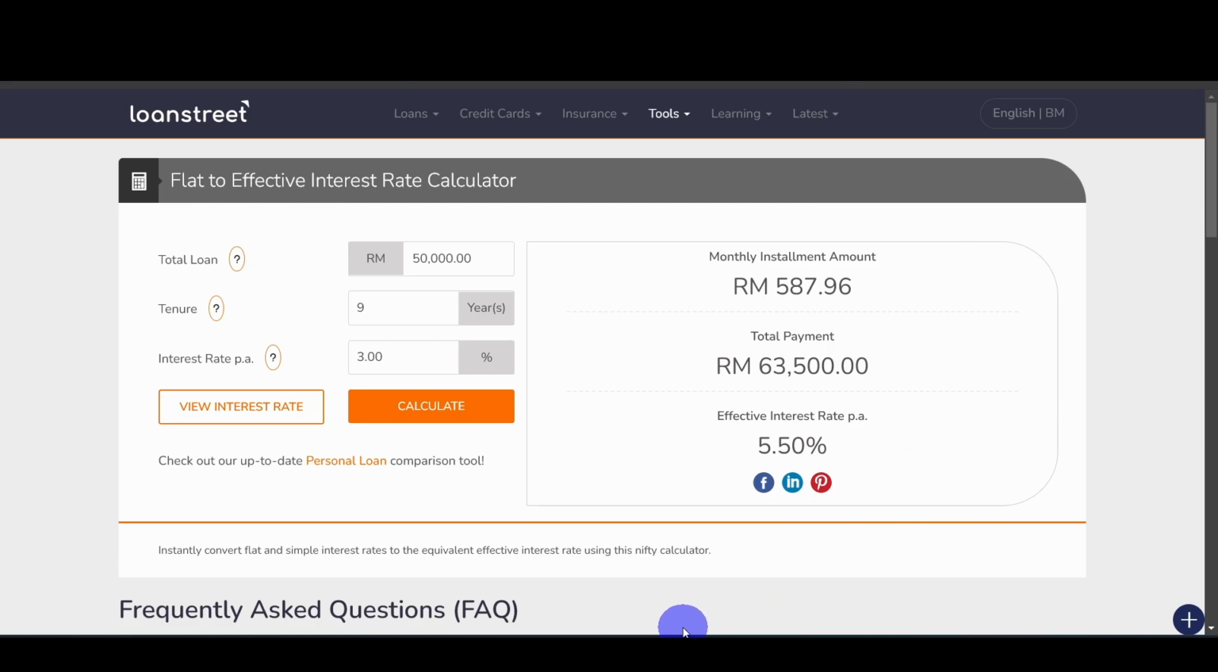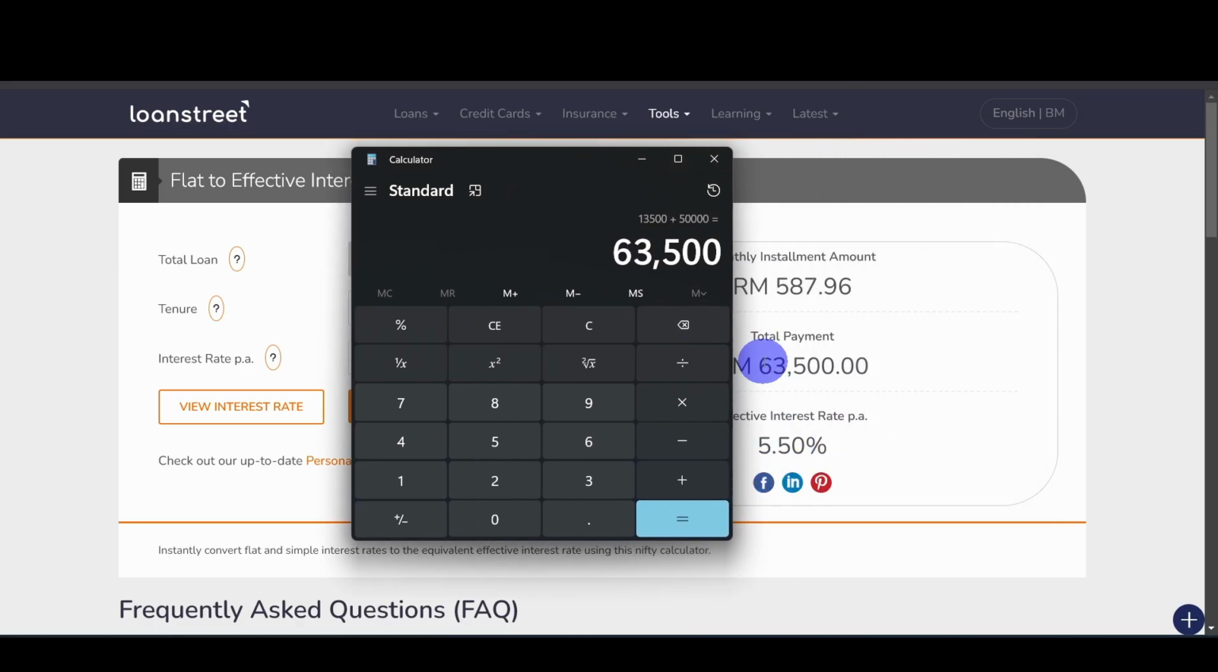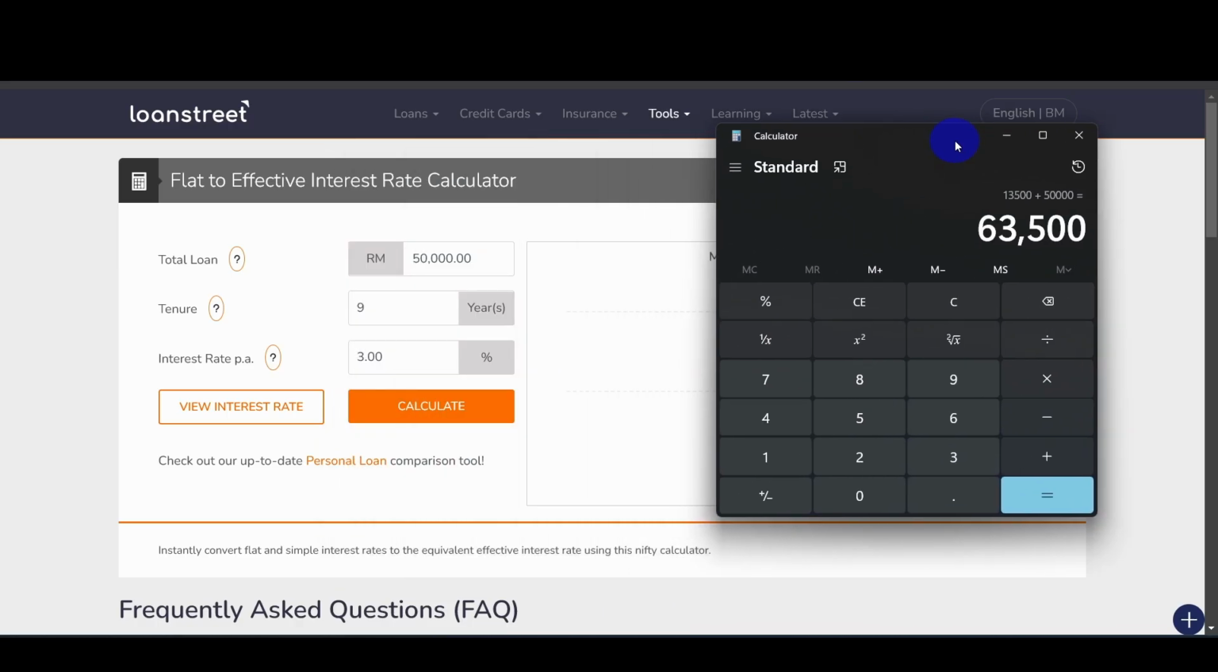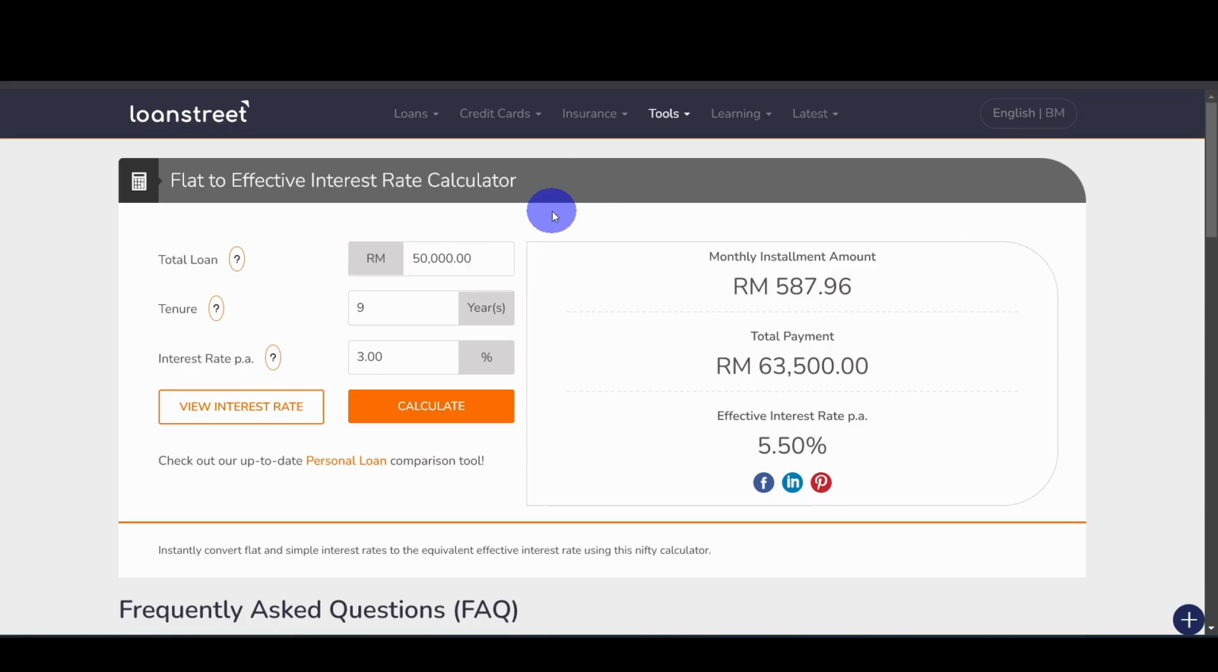So you see, in order to make this 13,500 ringgit, right, every year you need to put money into an investment that generates more than 5.5% returns. Then only can you say that, oh, you're actually making money off this loan. So that's one thing we have to be very cautious about when taking up a loan. That's one of the reasons.